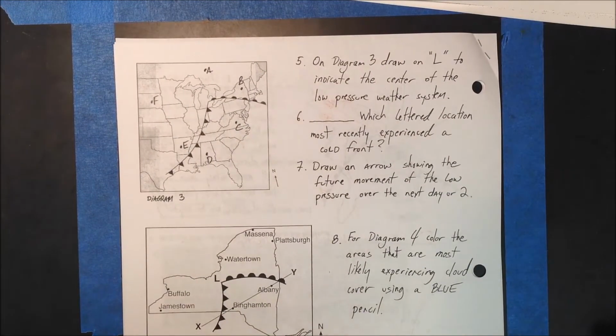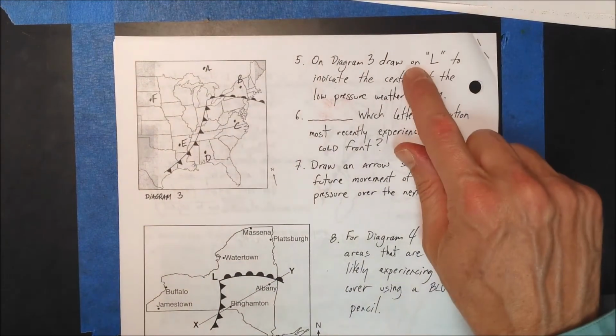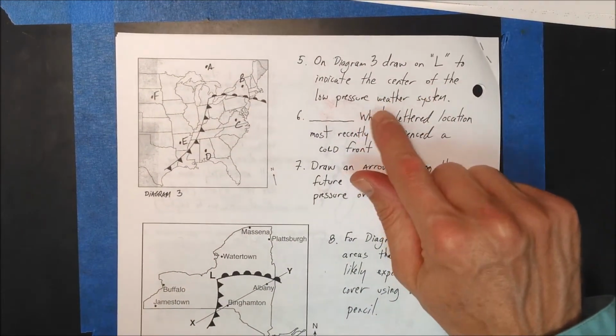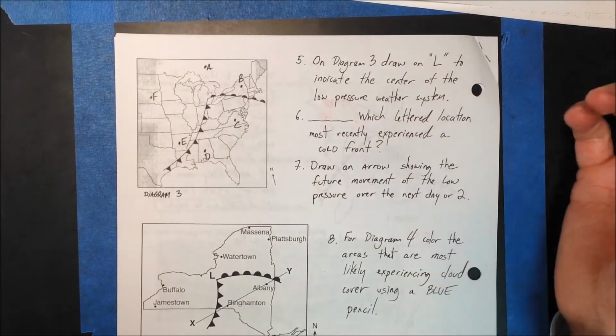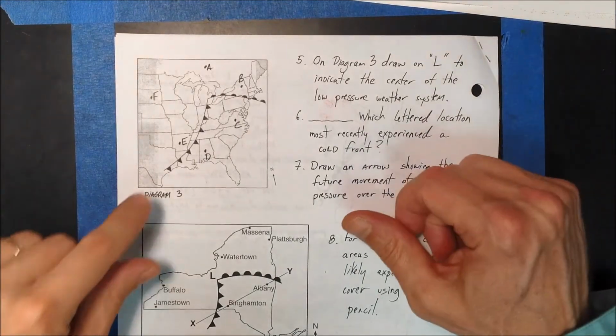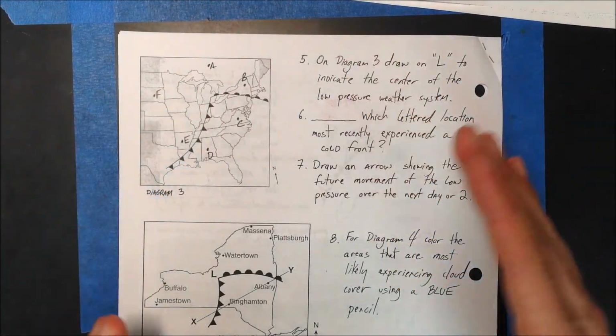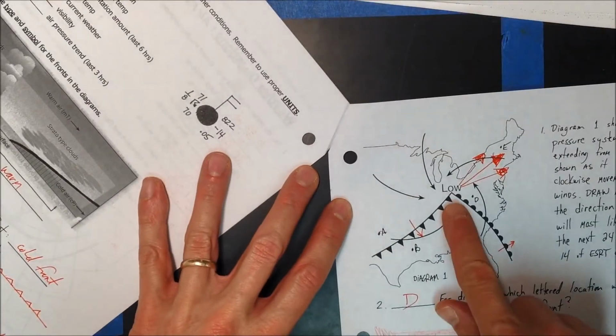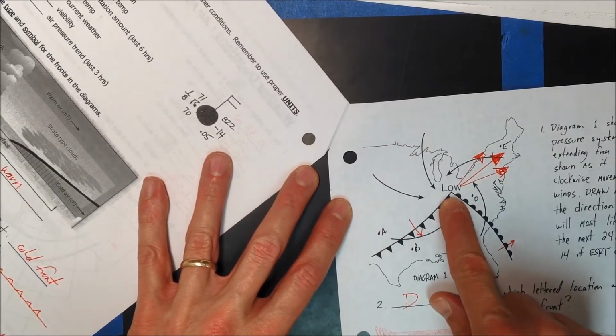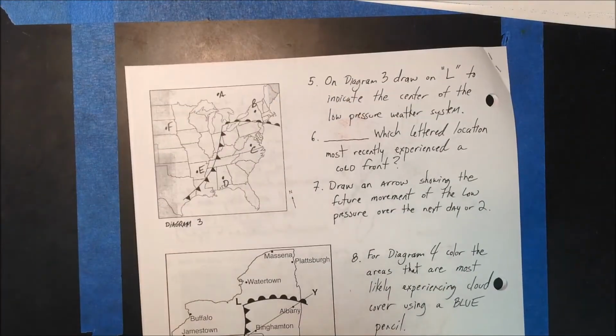Five. On diagram 3, draw an L to indicate the center of the low pressure weather system. The key thing here is that you have to realize that the fronts generally extend out from a low pressure. So if you had no idea to do this, hopefully this could be a good guide, to show that this is the low here. But if not, you are watching this video, so draw an L.